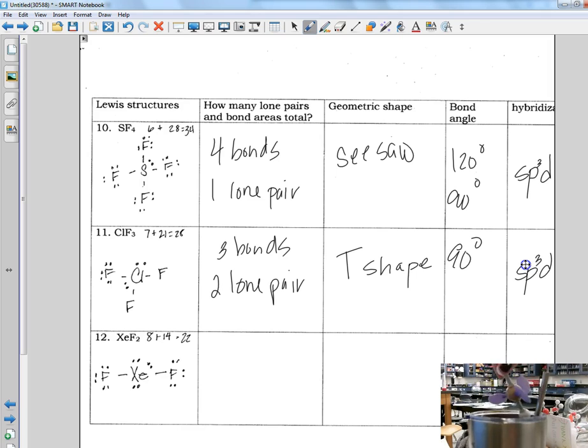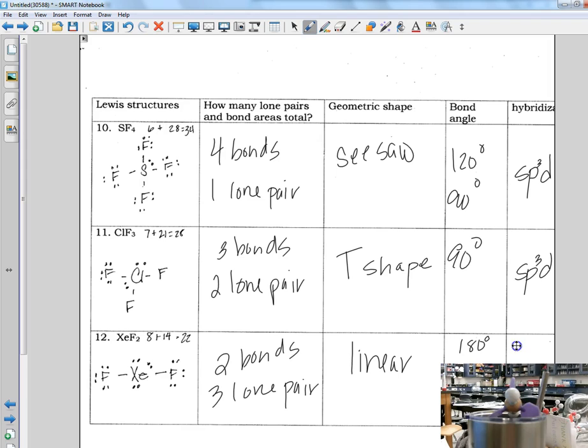And then the last one on the page, we're going to have 3 lone pairs. So we end up with just a guy on top and a guy on the bottom. 2 bonds. 3 lone pairs. Our shape is linear, and we have a 180-degree angle.